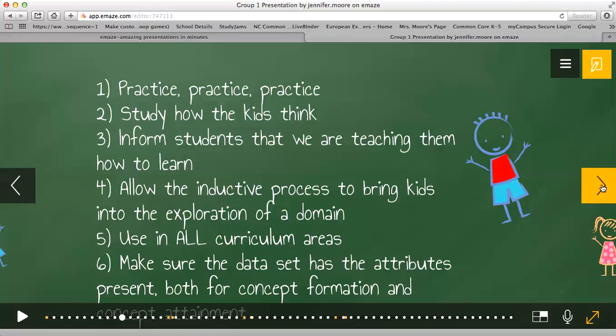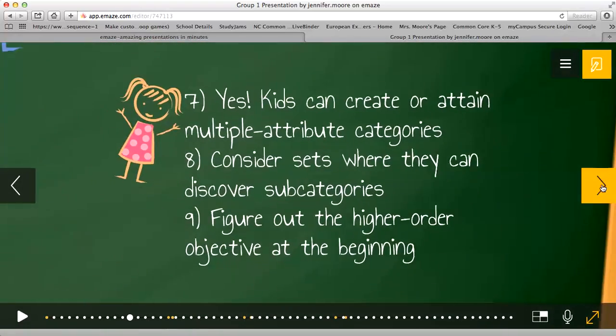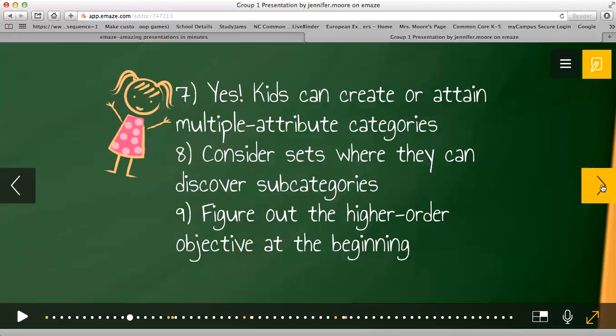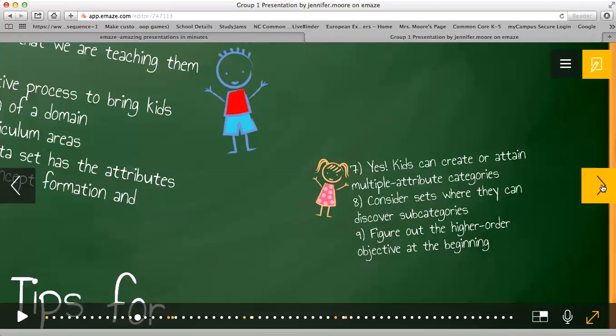6, make sure the data set has the attributes present, both for concept formation and concept attainment. 7, yes, kids can create or attain multiple attribute categories. Number 8, consider sets where they can discover subcategories. And 9, figure out the higher order objective at the beginning.